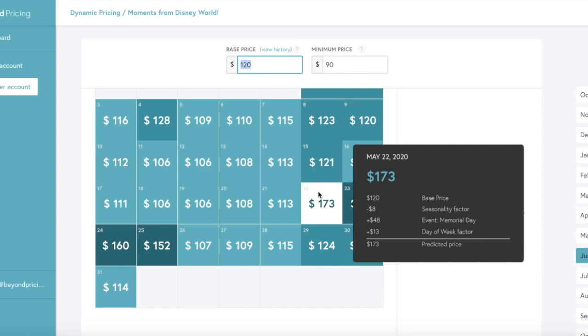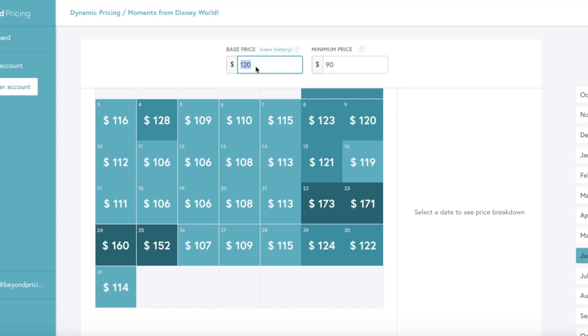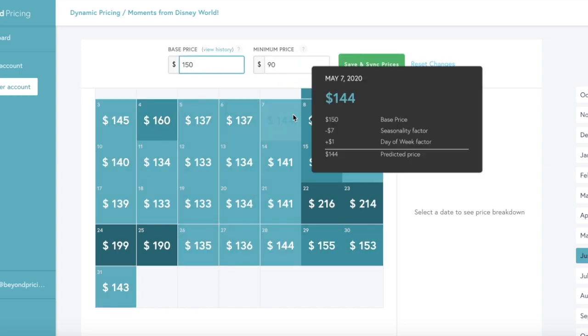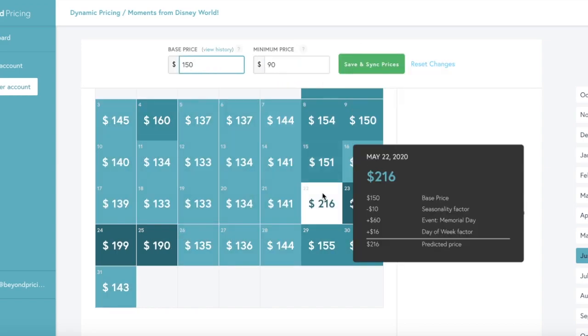This is a combination of our base price of $120, taking away $8 for seasonality, adding $48 for Memorial Day weekend, and adding $13 because it's a Friday. If we increase our base price to $150, for example, our suggested price for that day is now $216, made up of the base price of $150, a $10 decrease for seasonality, and a $60 increase for Memorial Day, and a $16 increase because it's a Friday.